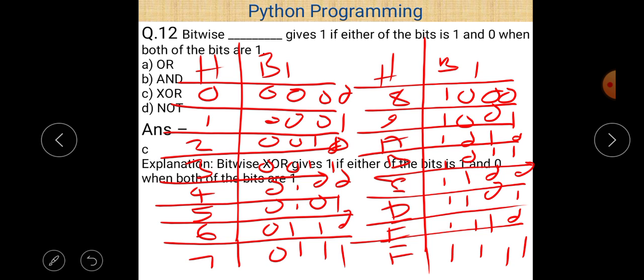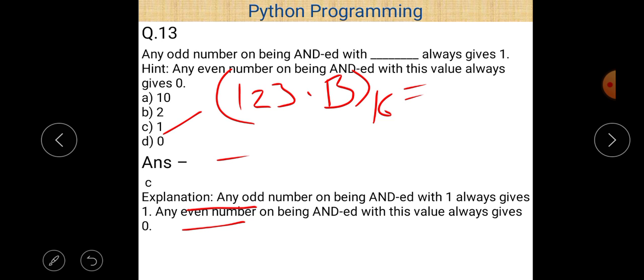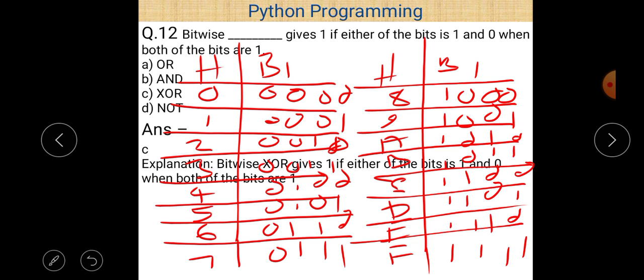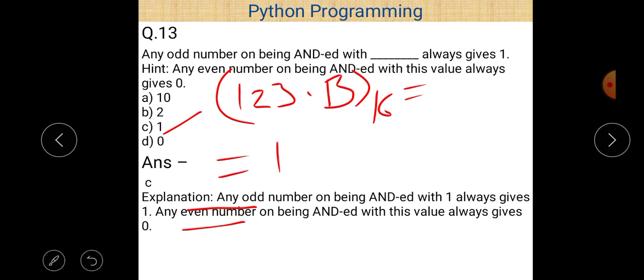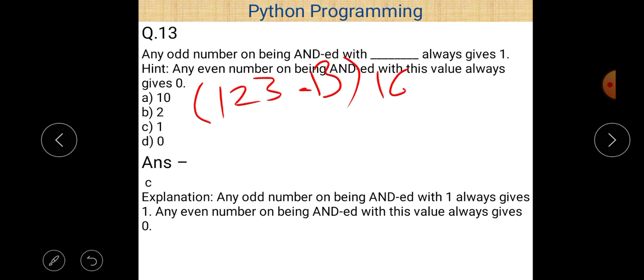Now if you want to convert a hexadecimal into the binary number system, for example, we have a number like that, 123.B, and we have to convert this hexadecimal number into the binary number system. This is a hexadecimal number and we have to convert this into its binary equivalent.